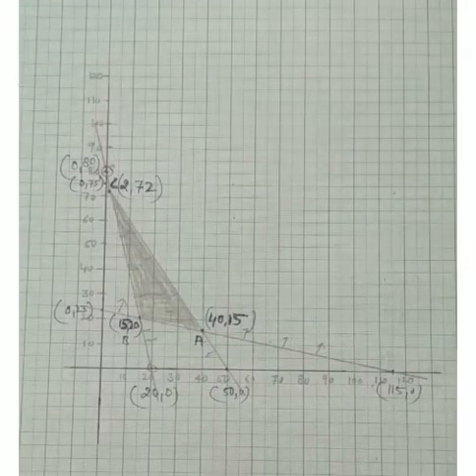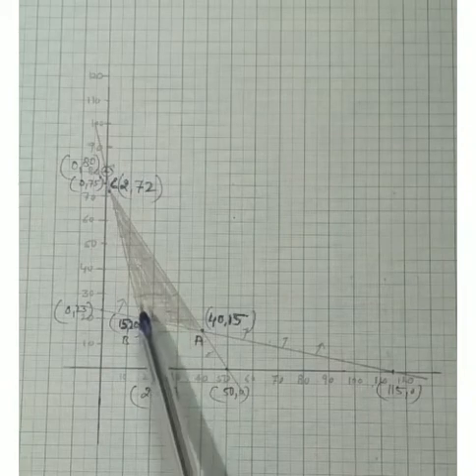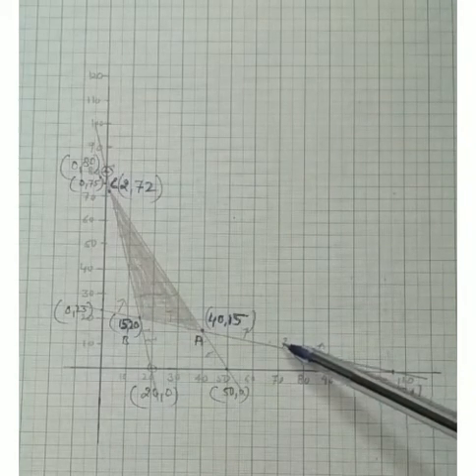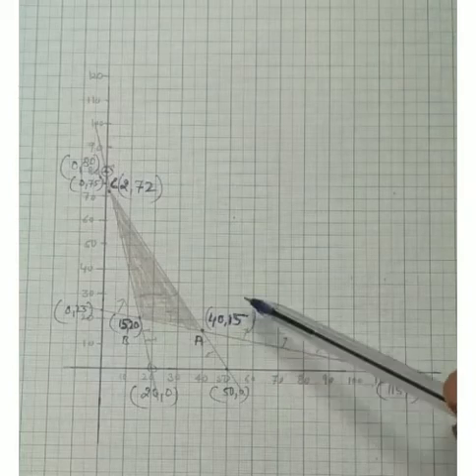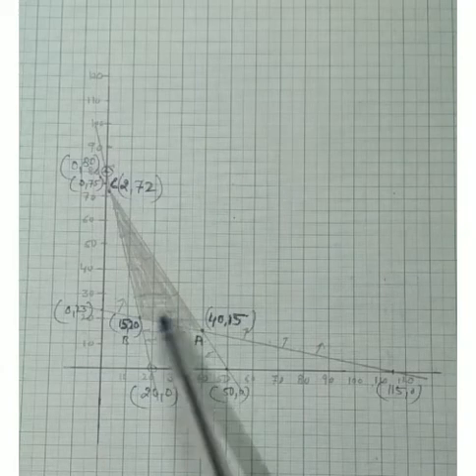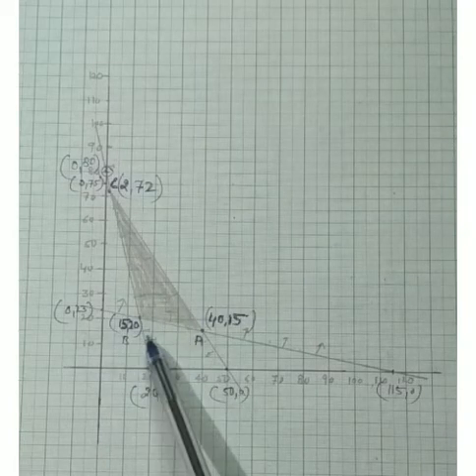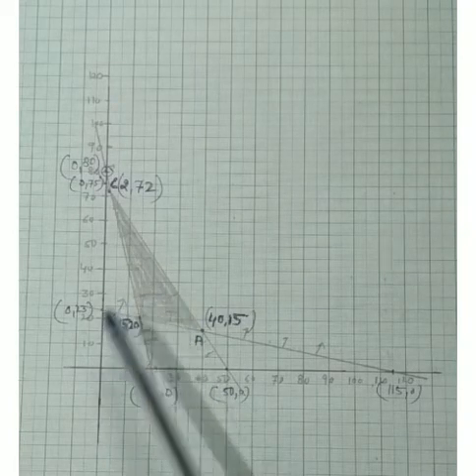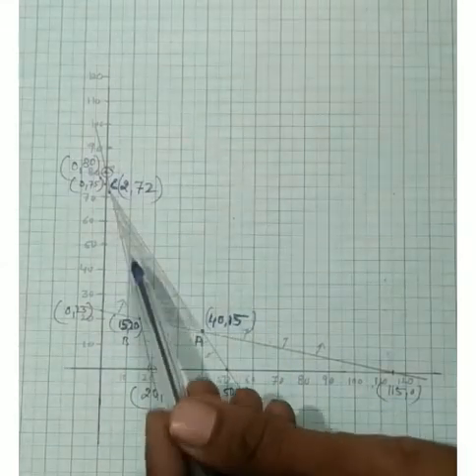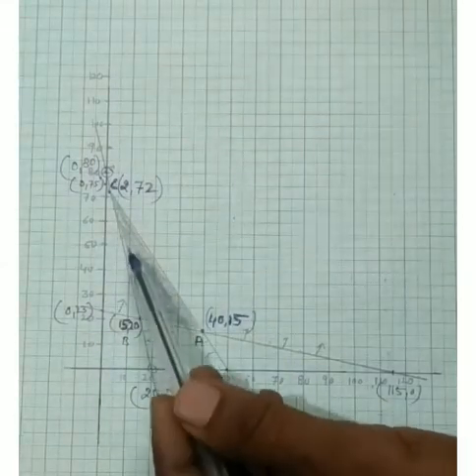If we draw the graph, we get these three lines on the graph paper. Here we are having greater than sign, so the region above it. Here we are having less than sign, so the region below it. And here greater than sign, region above it. So the common shaded region is this one. It is common for all the three lines.